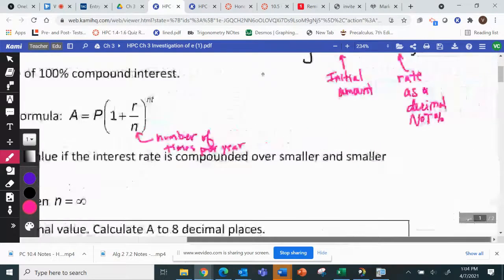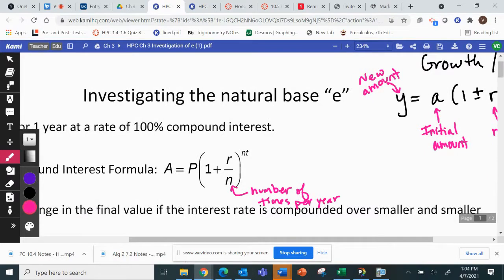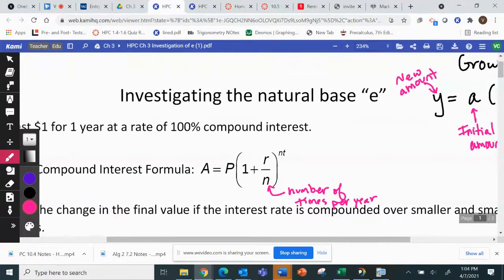The y and the lowercase a in these are just random variables, like y equals mx plus b, the m stands for something. Over here, the y and the capital A are basically the same thing. They're the new amount. And then the P is the same thing as the little a. It's the initial amount, but it actually stands for a word called principal. Not like Mr. Brown, sorry, but a principal is a vocab word given to that initial amount that you put into the savings account.